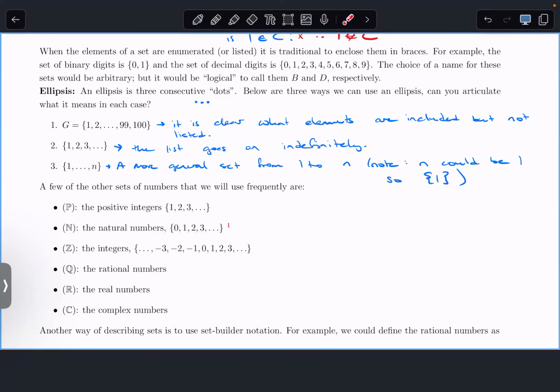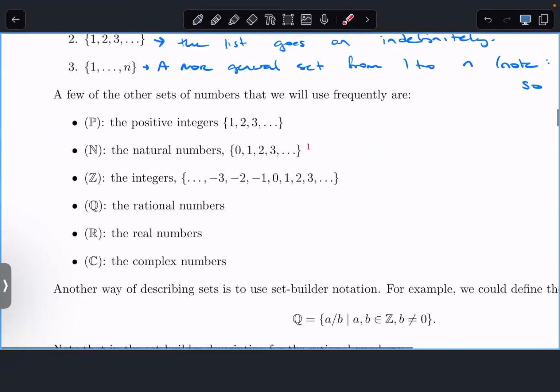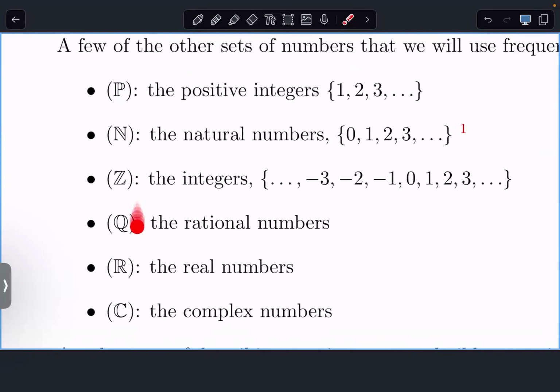Here are a couple of common sets that we use relatively frequently, some more than others. Notice how they're all in a bolded math style. If I have to draw these, I add a bar to one of the parts of the letter, like that. Okay, so the set P is the set of positive integers.